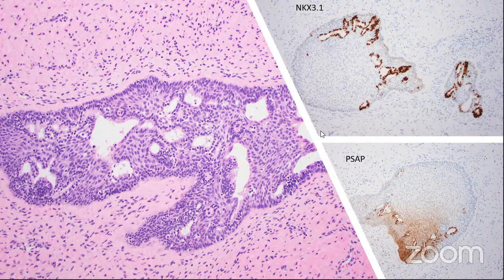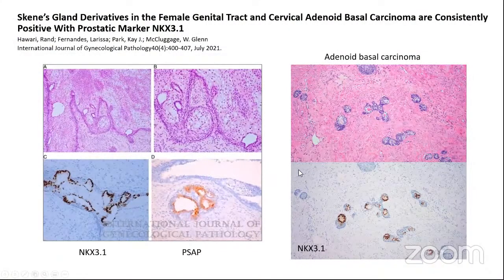And when you do the prostate markers like NKX3.1 or PSAP, it'll stain the glands, as you can see here. So this was a nice paper by Dr. McCluggage, published this year, called Skene's gland derivatives in the female genital tract. And you can have benign Skene's gland derivatives, which is just the female counterpart to the prostate, where you have ectopic prostate in the cervix, again with the NKX3.1 and the PSAP.